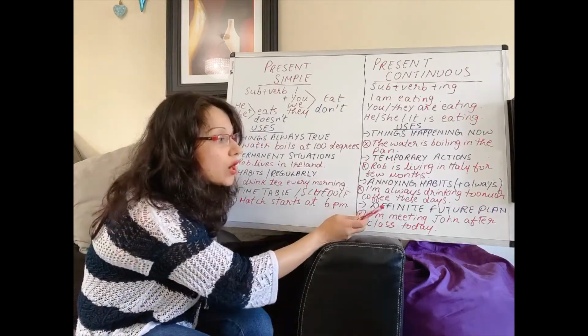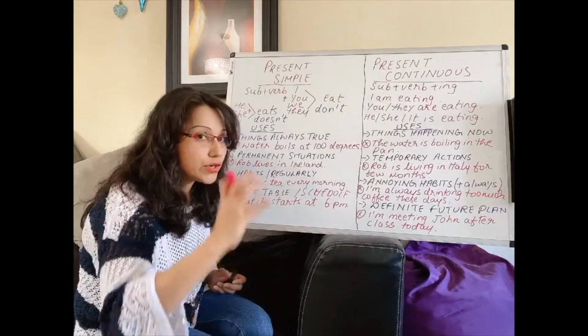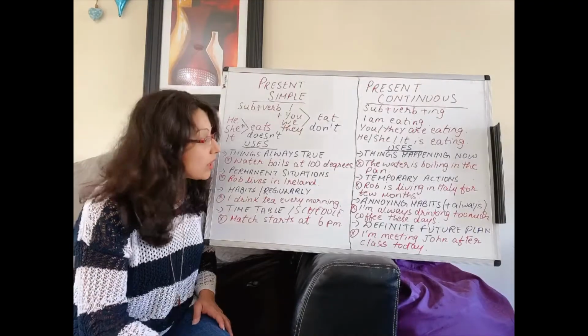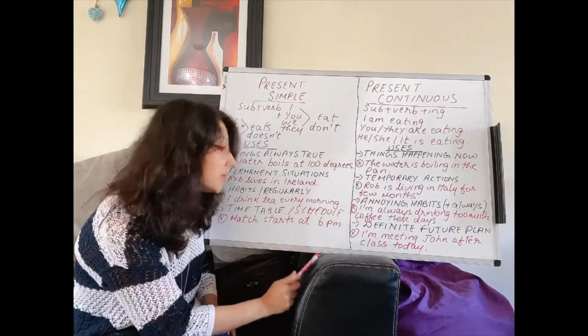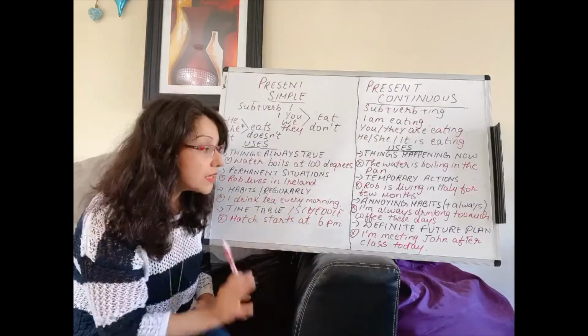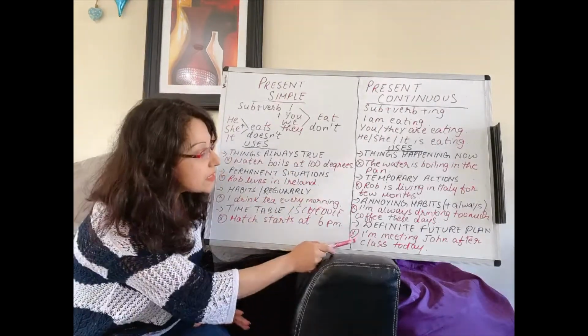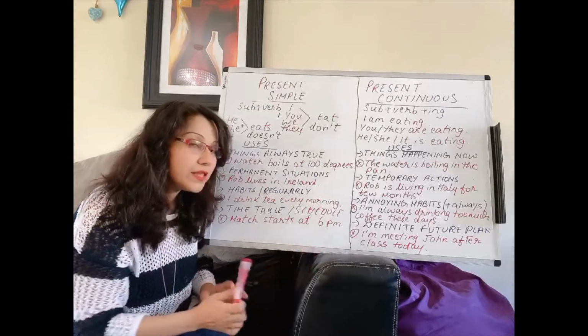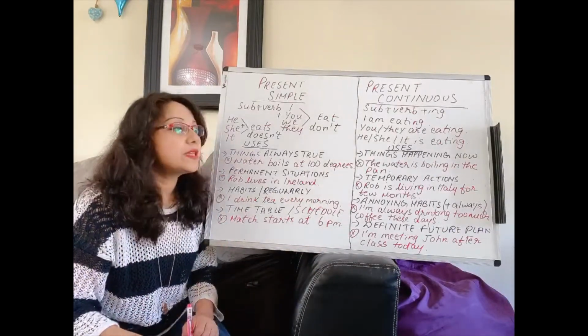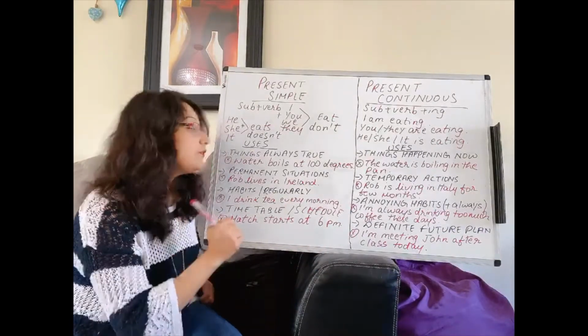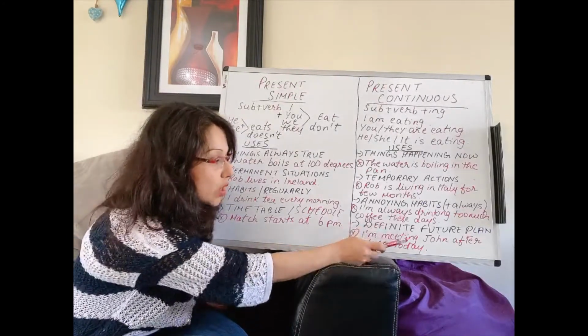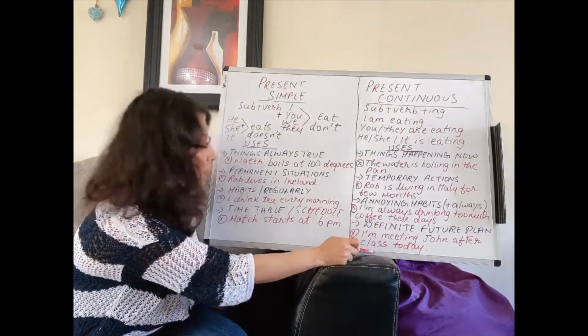To talk about timetable or schedules, you have your present simple. But when we talk about definite future plan, we use our present continuous. All right. So when I say definite future plan, something that you have fixed, something that you have made like an arrangement with a friend. So I am meeting John after class today. So do you see the difference?